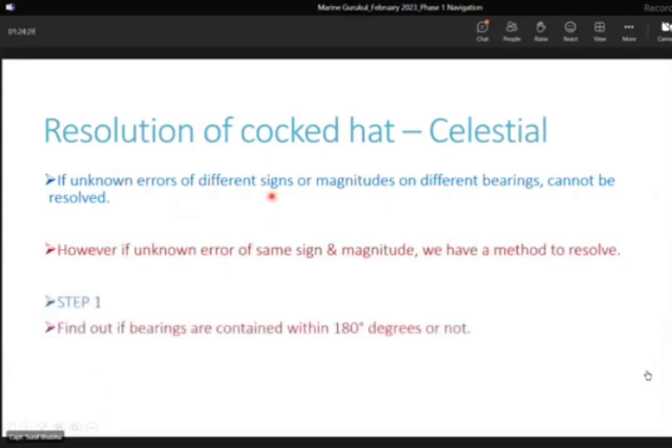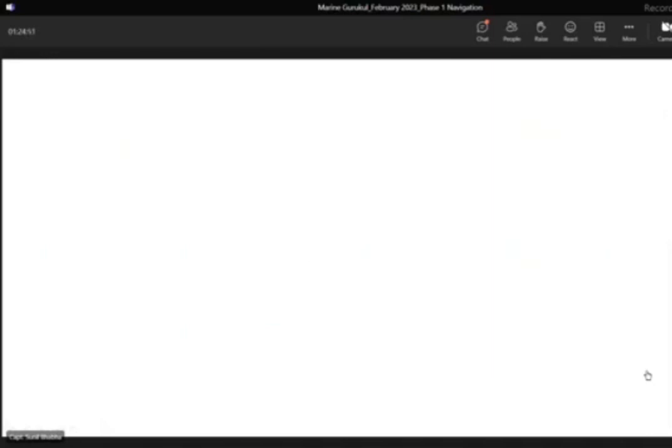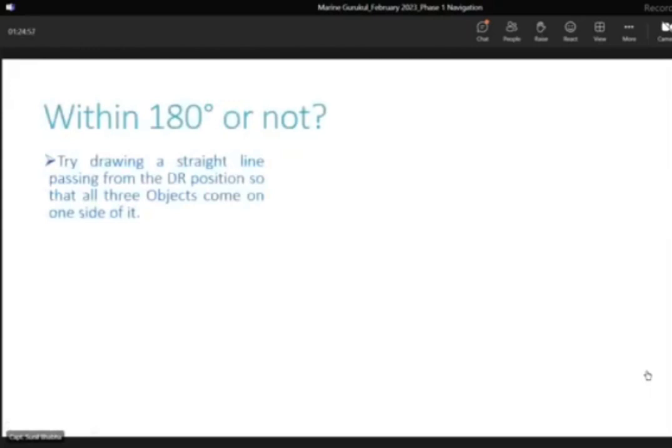Now, for resolving the cocked hat, the first thing which we need to check is whether the three bearings are contained within 180 degrees or not. Now, what does this step mean? Let me explain to you. How do we find out in a particular question whether the bearings are within 180 degrees or not? We can easily understand it using a simple example.